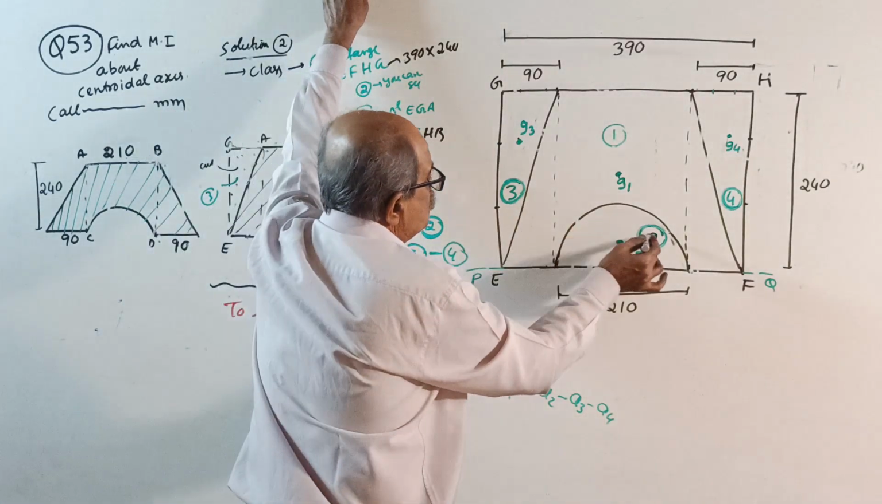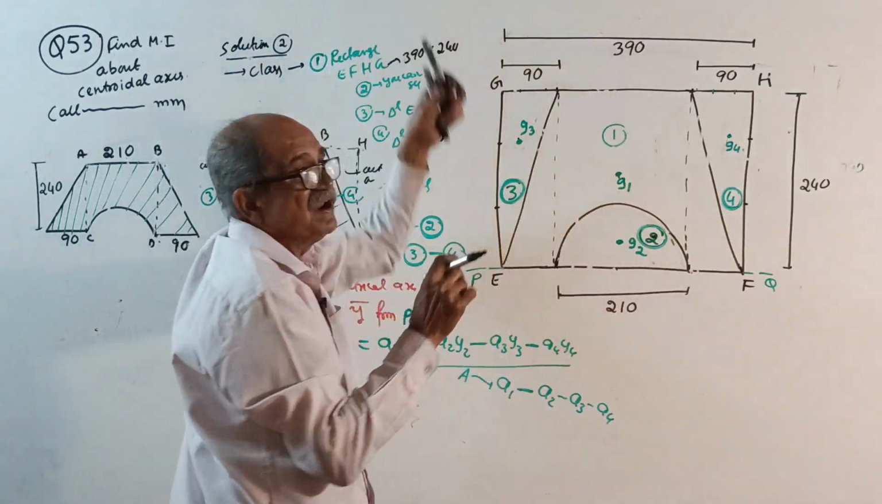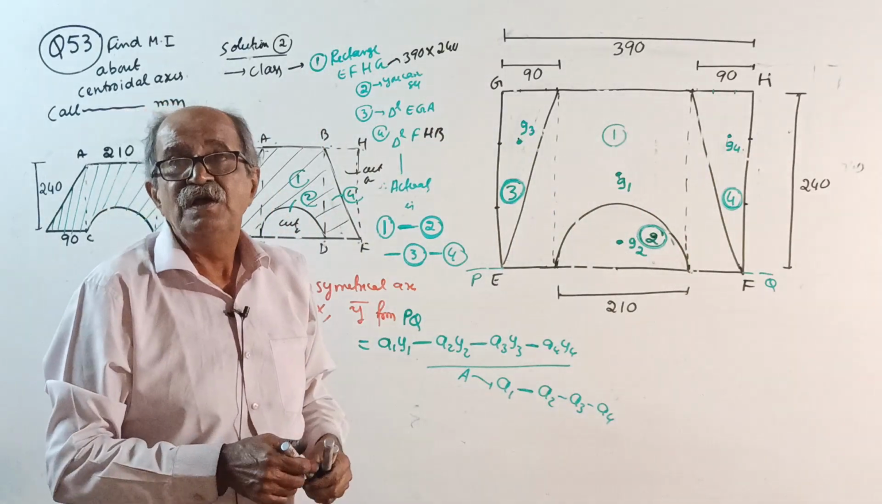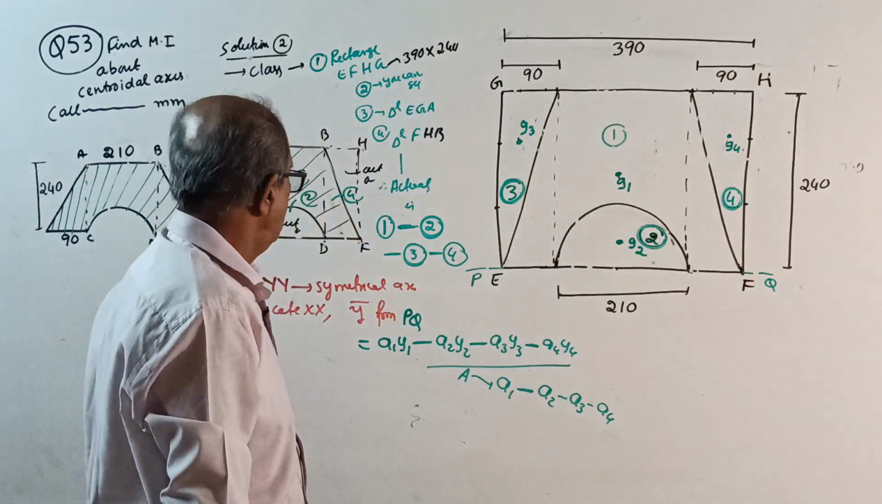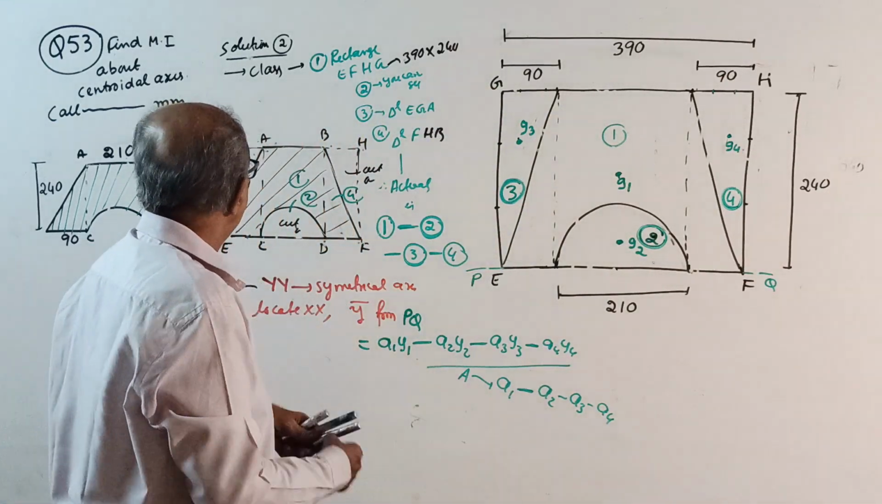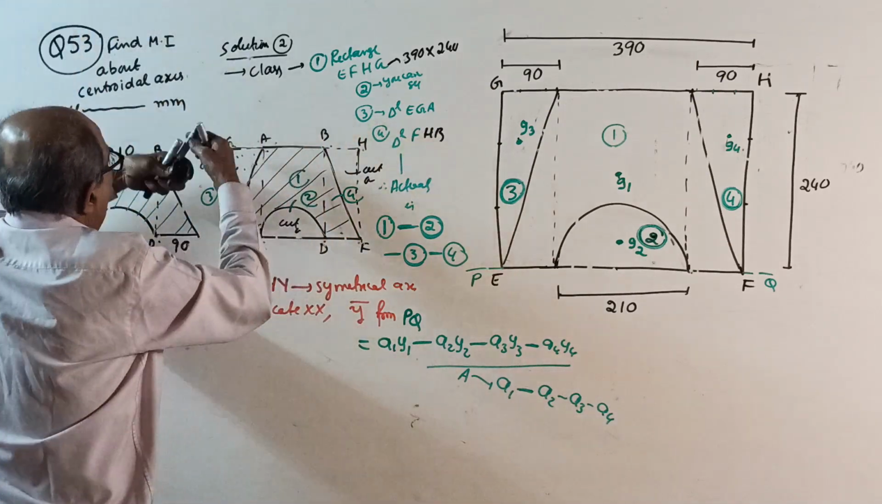So here 2, 3, 4 are all danger, meaning negative or removed parts. 1 is full. Okay. Now, YY as usual, YY is the axis of symmetry.